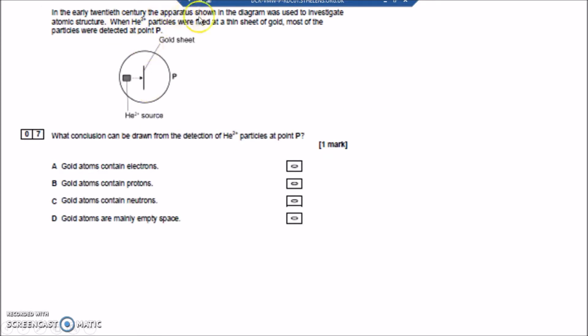In the early 20th century, the apparatus shown in the diagram was used to investigate atomic structure. When He2+ particles were fired at a thin sheet of gold, most of the particles were detected at point P. In other words, they pass through the gold sheet. What conclusion can be drawn? I think most gold atoms are mainly empty space, so they're not being deflected by the atoms in the gold sheet.